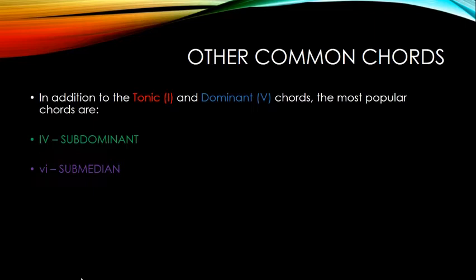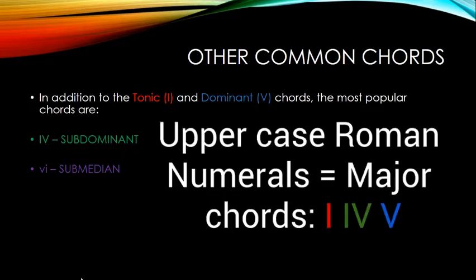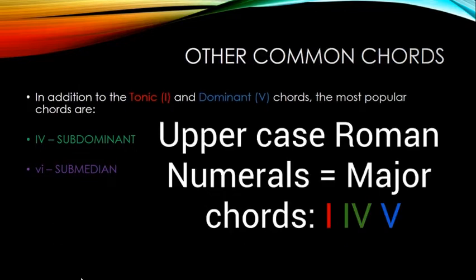We don't need to know them to hear it and to know why these chords are important. Just know that they are. You can see the uppercase and lowercase qualities. So the submedian, or the 6th chord, is going to be minor, while the tonic, dominant, and subdominant, 1, 5, and 4, are going to be major.